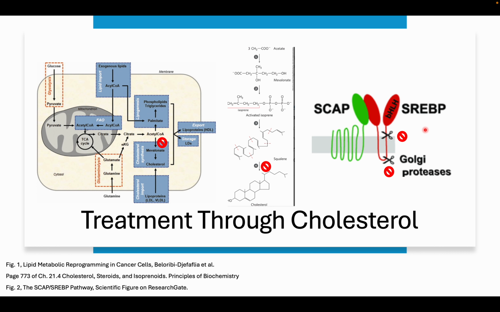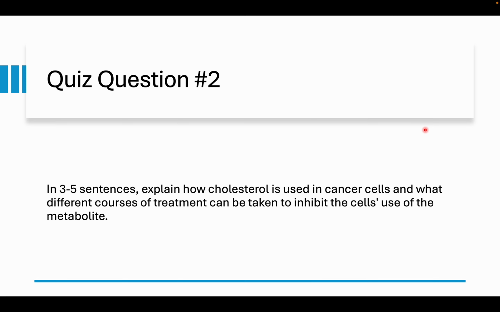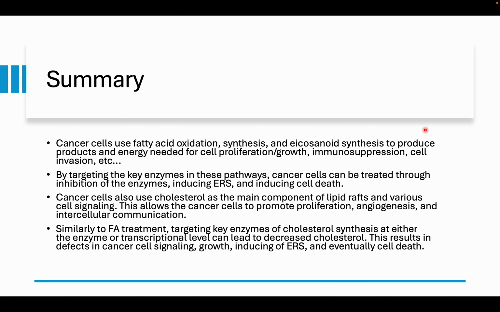Due to such a large perturbation in the cholesterol concentration homeostasis, ERS is induced, similarly to what fatty acid oxidation or synthesis did, and this persistent ERS, due to constant alterations in the cholesterol homeostasis, leads to apoptosis of the cancer cell if it cannot fix the inhibition. So our second question is, in 3 to 5 sentences, explain how cholesterol is used in cancer cells and what different courses of treatment can be taken to inhibit the cell's use of the metabolite.